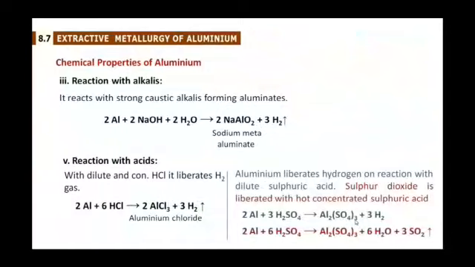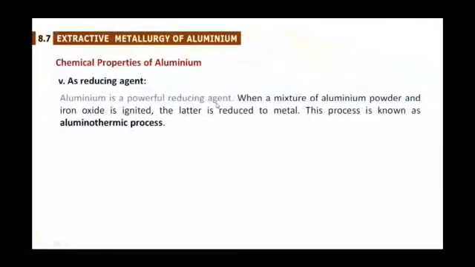When aluminium reacts with concentrated sulfuric acid, sulfur dioxide gas will be liberated from the sulfuric acid. Fifth property is that aluminium is used as a reducing agent. Aluminium is a powerful reducing agent. Any reduction process can be done by using aluminium.